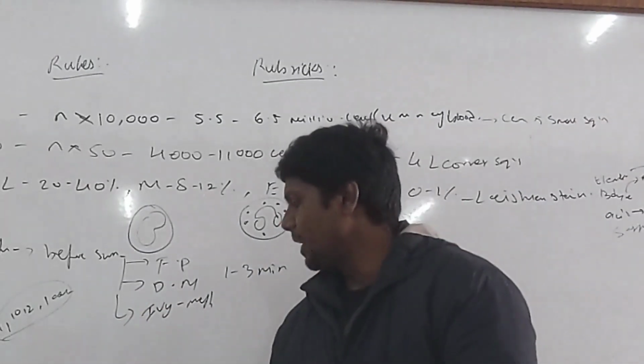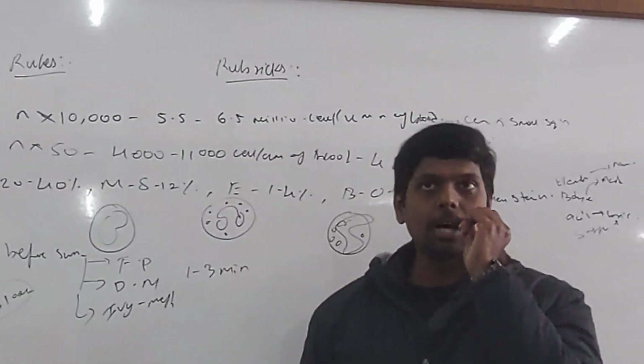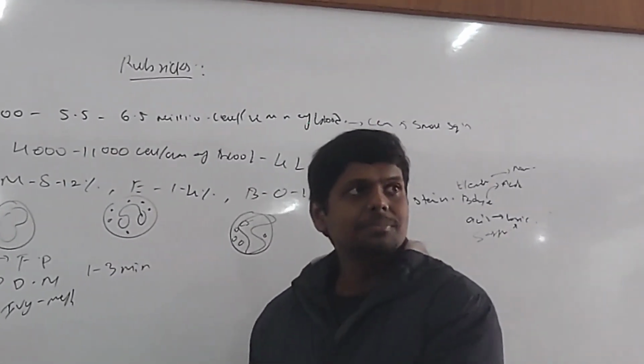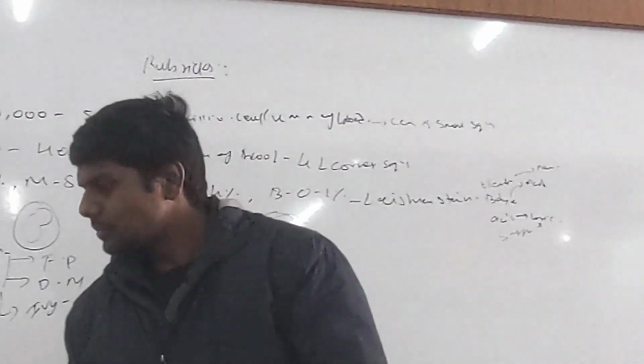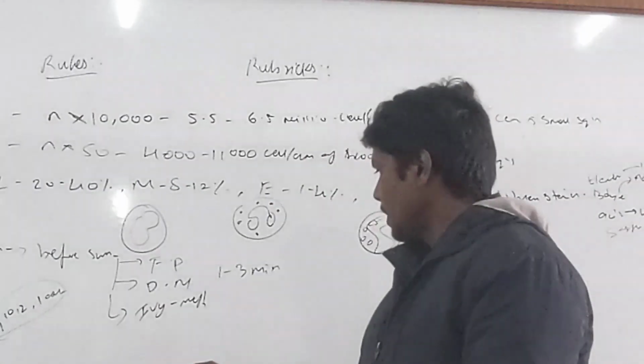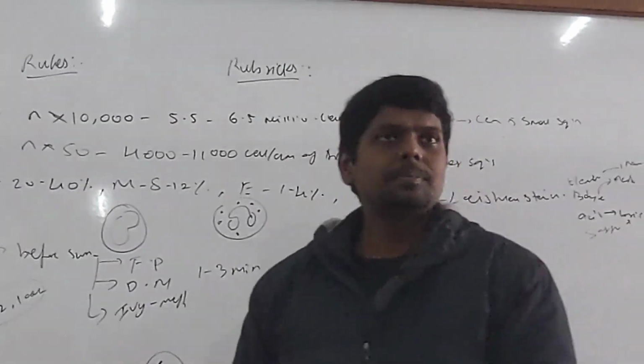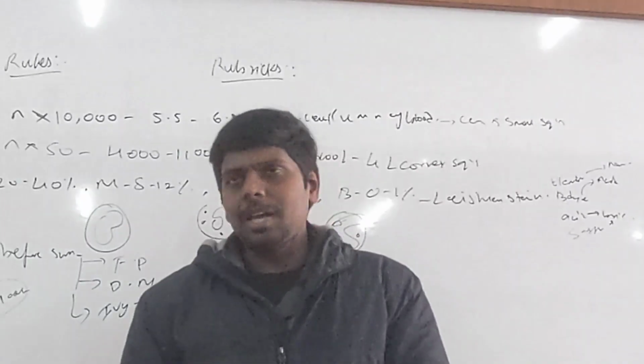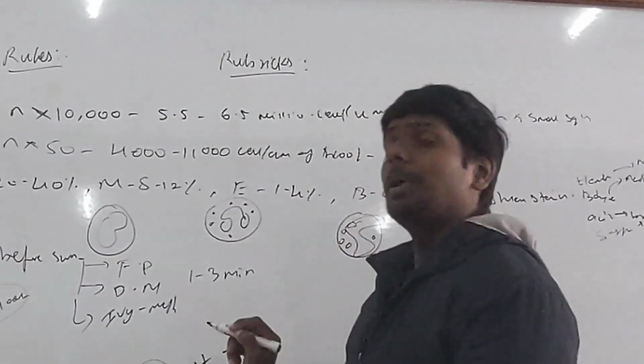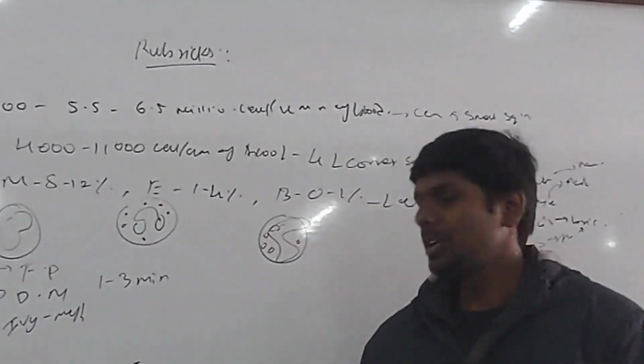Is everything clear? Yes, sir. Now, a different scenario. If we got a patient and performed a platelet count, what is the normal platelet count, by the way? 1.5 lakhs to 4.5 lakhs per cubic millimeter.